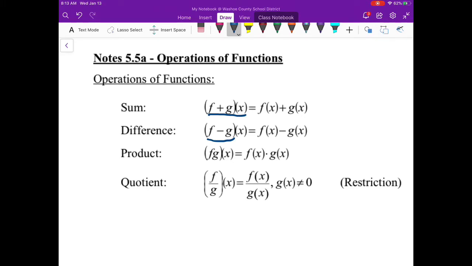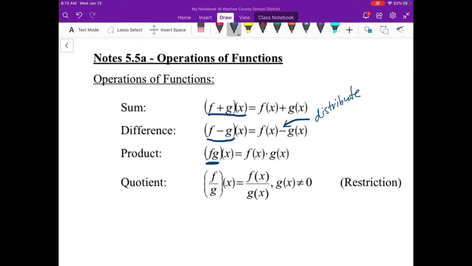So if I were to give you g minus f, you obviously would put the function of g first and then f, okay? And then with subtraction, it is important to distribute the negative. That's going to make a difference in our answer. The product just means multiply, so I could say f times g of x, and that means I'm going to take f of x and g of x, and I'm going to multiply them together.